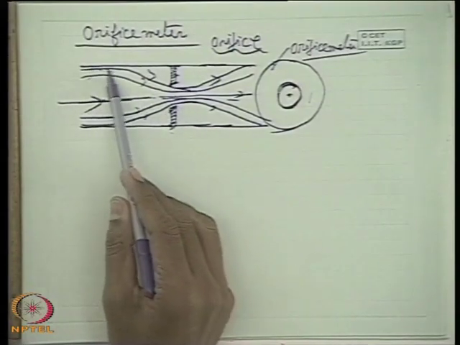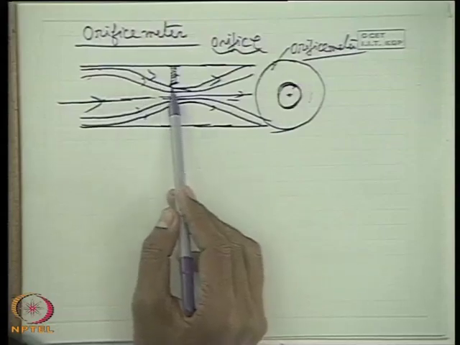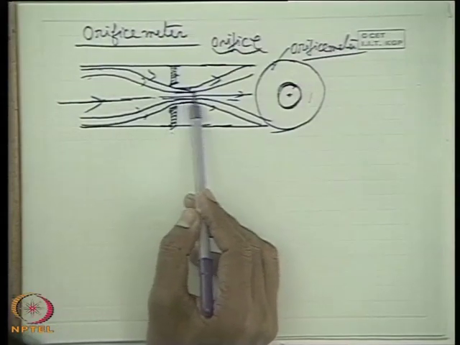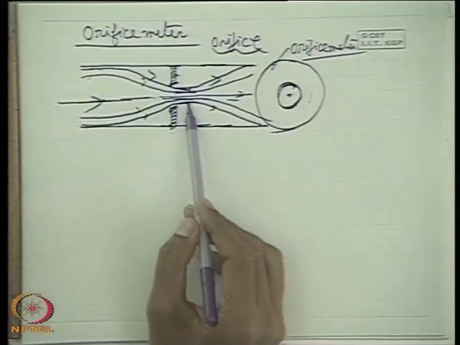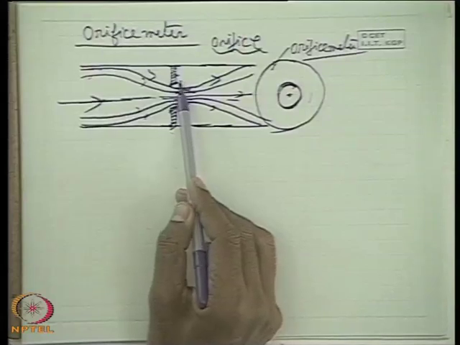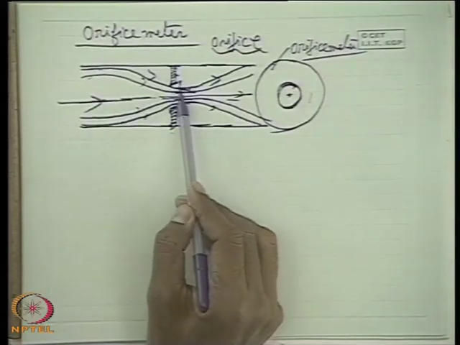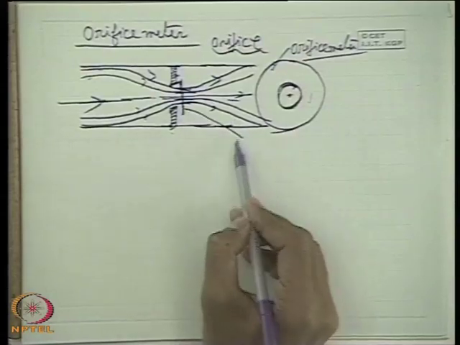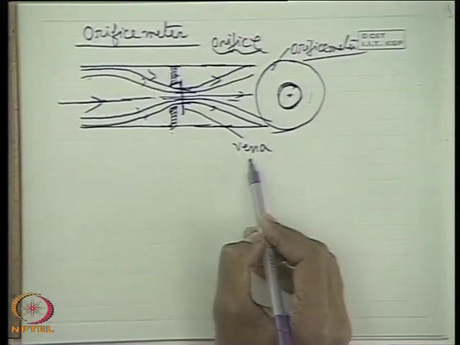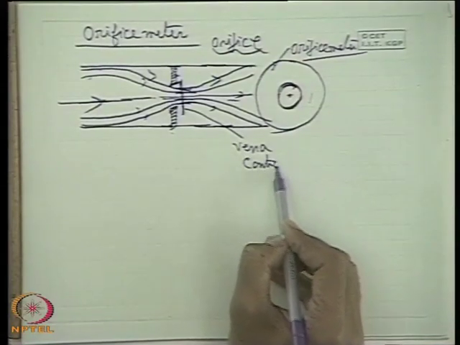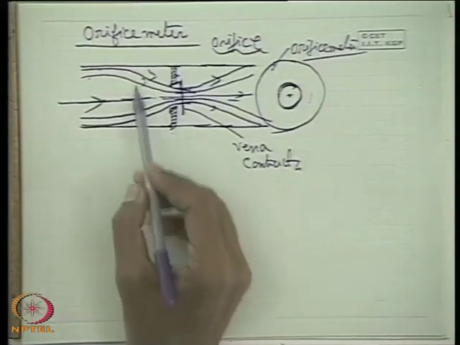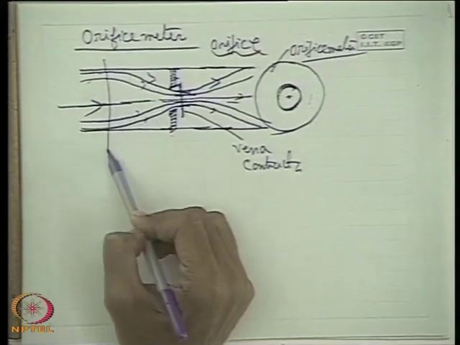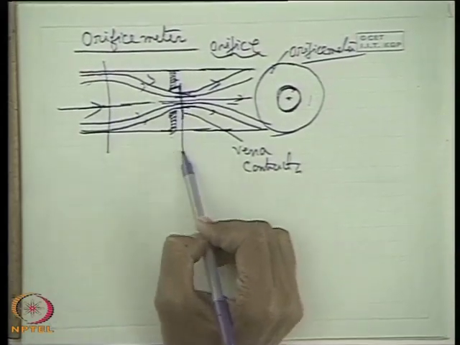Then the streamlines of the fluid flow just contract and form a vena contracta, that is the minimum cross-sectional area section, which is very close to the orifice plate, that means downstream of the fluid. So this is the vena contracta. Now what happens if we take a section here and a section here? If this section is 1 and let this section be 2.